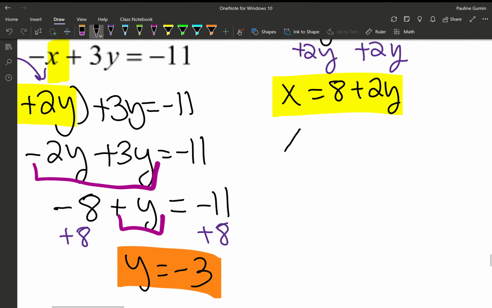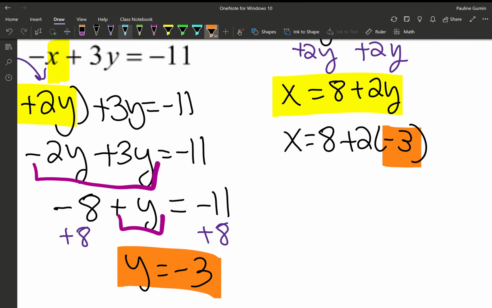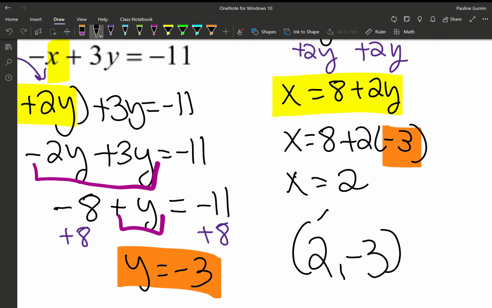Let's plug y in. 8 plus 2 times negative 3. Two times negative 3 is negative 6. 8 plus negative 6 is 2. So our answer is 2, negative 3.